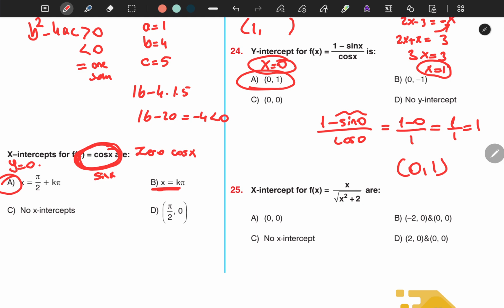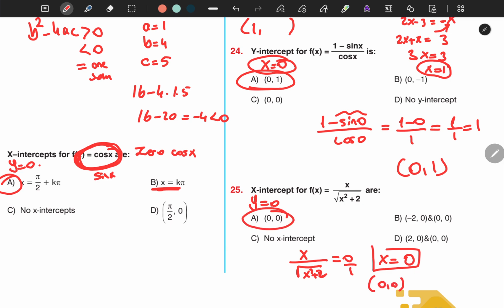Next example, what is the x-intercept? Which is y equal to 0. X over something equal to 0. Can I do cross product? X equal to, can I multiply 0 times anything? What will be? When I multiply 0 times anything, it will be 0. So x is 0, y is 0. A is the correct option.